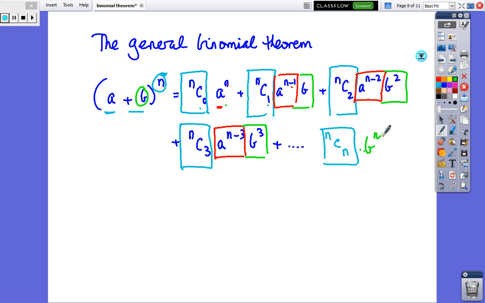So the easiest way to do it, if you look at the patterns, the number underneath matches the number on the second. The number underneath matches the number on the second. And how do we get the first number? You just subtract. So n minus 0 is n, n minus 1, n minus 2, etc. So can you copy that down? And come over.